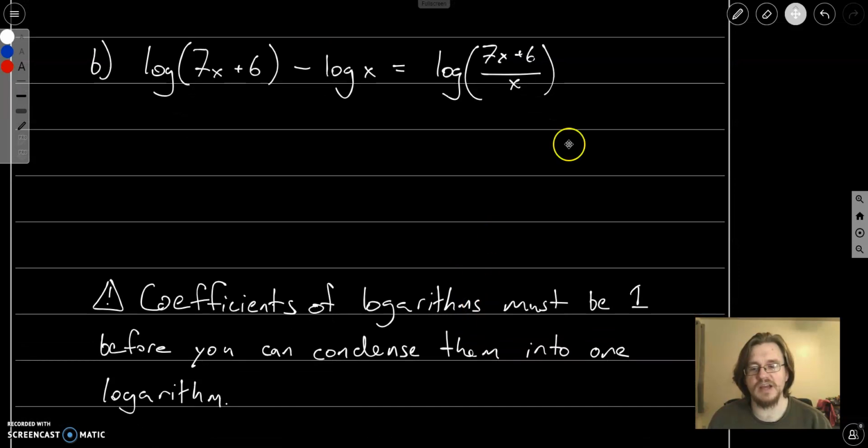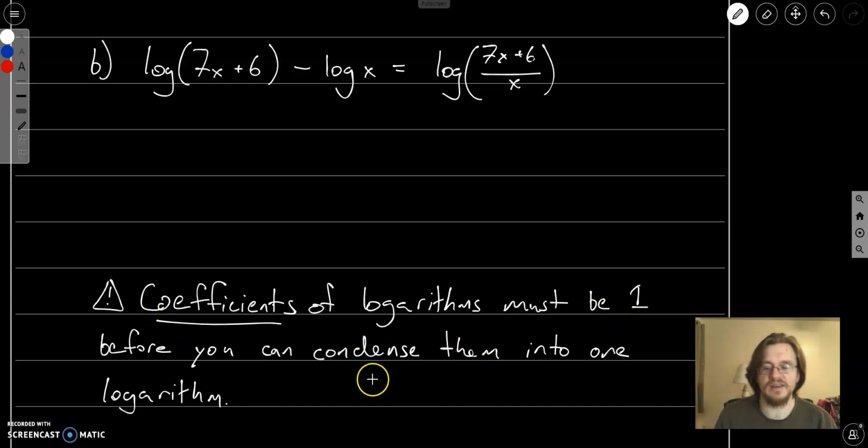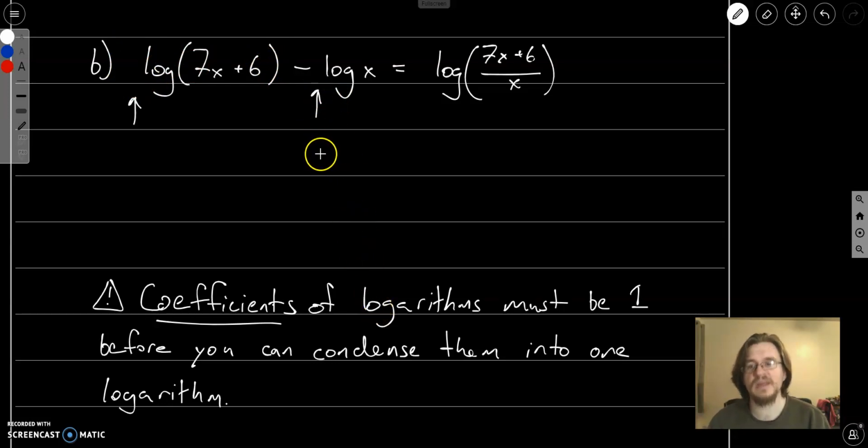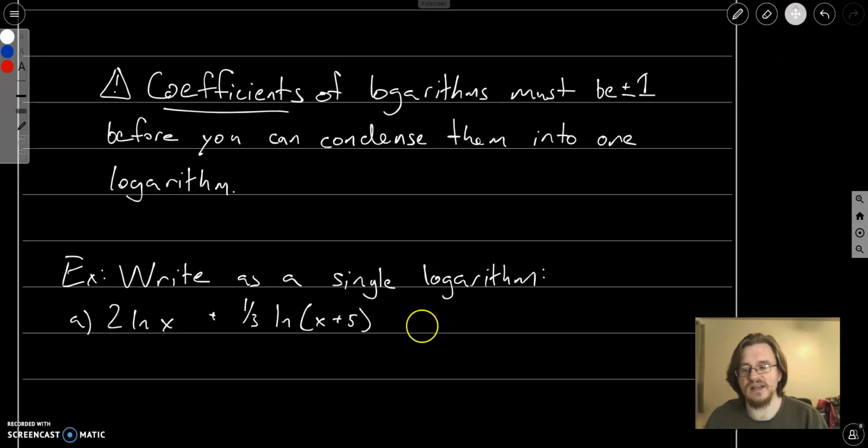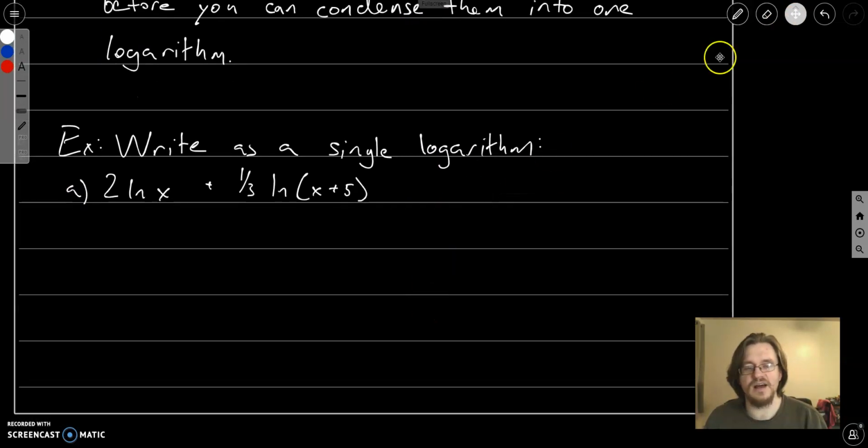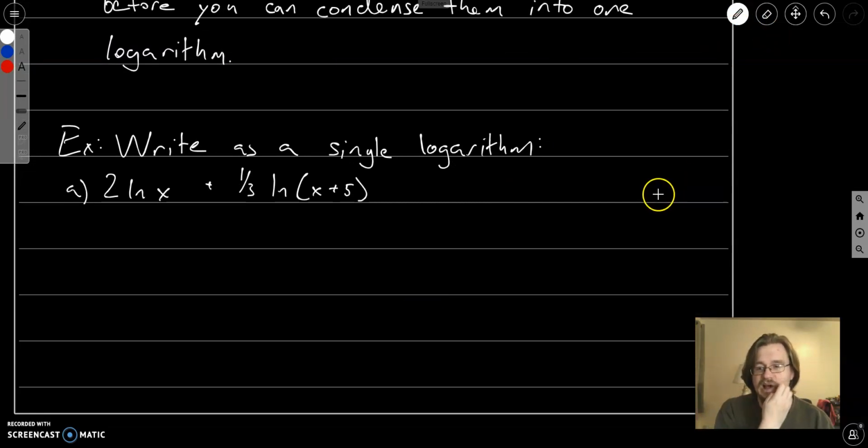However, we do have to be careful because the coefficients of the logarithms must be 1 before we can condense them into one logarithm. So what we'll notice is that here, the coefficient of this logarithm is 1. It's just 1 times this logarithm. This coefficient is going to be -1, but again, we don't have a 2. We don't have anything other than, I suppose I should write plus or minus 1 in front of here. So we can have a -1 or a +1. So let's do a little bit of work when these aren't the same coefficients.